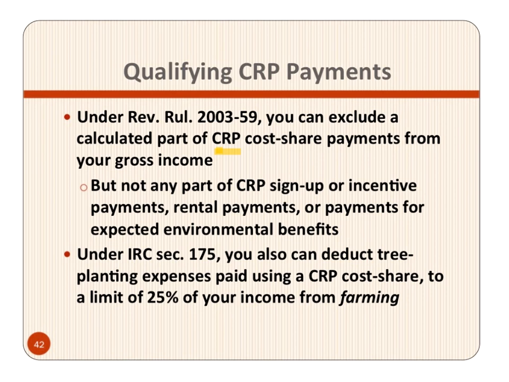You cannot include, though, any part of a CRP sign-up or incentive payment. So that's one type of CRP payment you cannot include. Also CRP rental payments or payments for expected environmental benefits. These payments you still have to include in your income. There's also another section of the Internal Revenue Code that applies to farmers that says you can deduct tree planting expenses paid using a CRP cost share to a limit of 25% of your farming income.